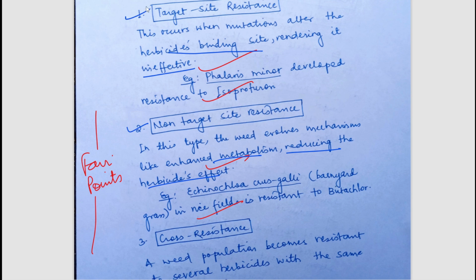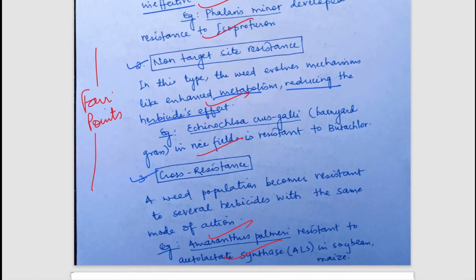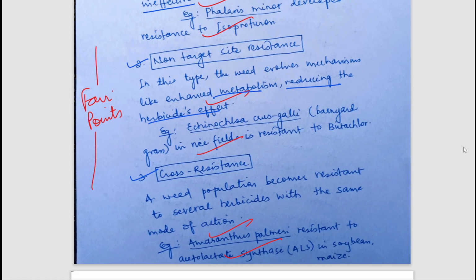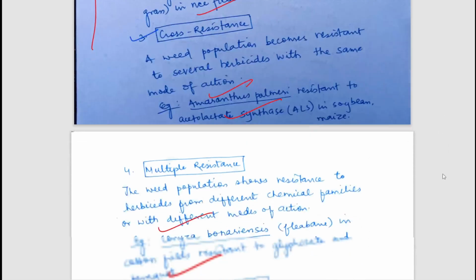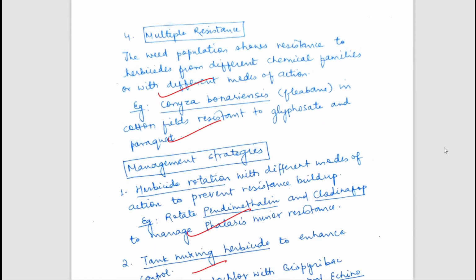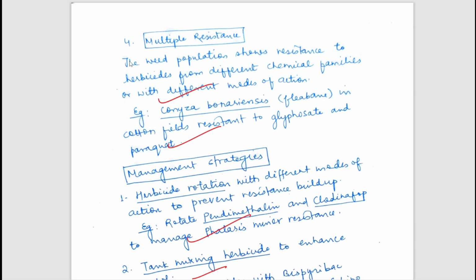So there are target site resistance and non-target site resistance. Then we have cross resistance, where weeds become resistant to different types of herbicides. Examples have been well mentioned. There is multiple resistance, from different chemical families. The weed shows resistance to all those different chemical families which used to kill it. These are some of the common types of resistance.